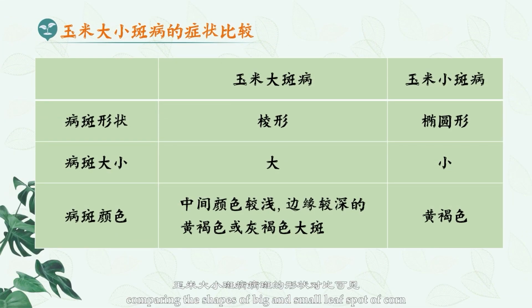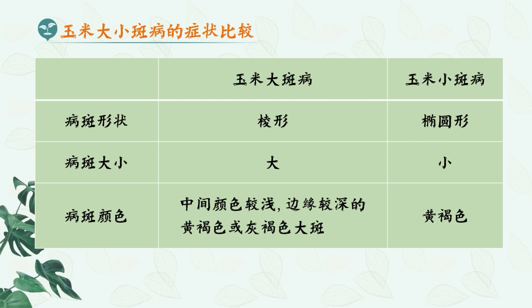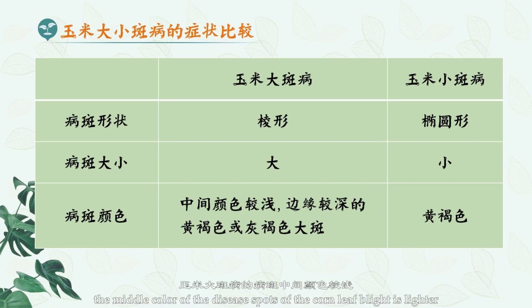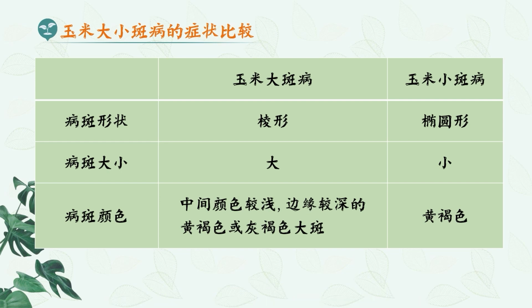Comparing the shapes of big and small leaf spot of corn, the big leaf spot is prismatic, while the small leaf spot is oval. The size is also different: the big leaf spot is bigger, but the small leaf spot is smaller. Comparing the color, the middle of the big leaf spot is lighter and the yellow-brown or grayish-brown edge is darker, while the small leaf spot is yellow-brown.